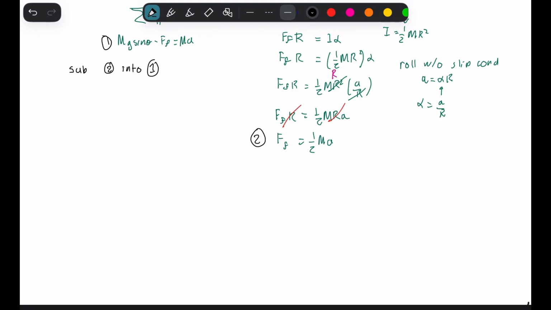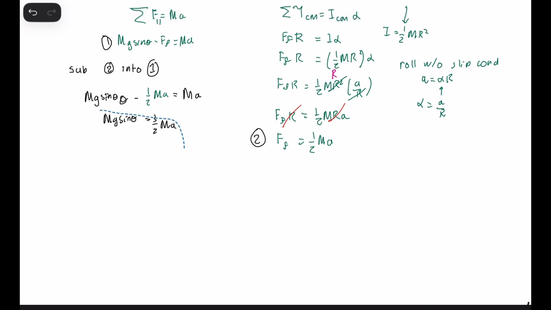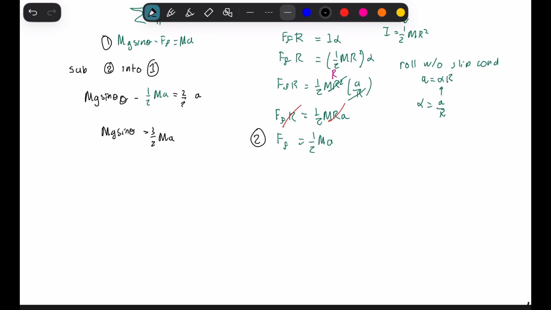And if we do this, what we're going to get is our mg sine theta, right? And minus our 1/2 ma. This is going to equal to our ma. So then we are going to have mg sine of theta is equal to 3 over 2 ma. That's because you can rewrite ma as 2 over 2 ma, and then adding that 1/2 ma to both sides, you can easily see that you just add those numbers in the numerator, you get 3 over 2 ma.